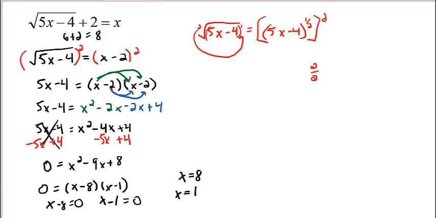Now we're going to do 1. So let's get rid of this stuff again. If we plug in 1 for our x right here, we're going to do 5 times 1, which is just 5. And then 5 minus 4 is 1. We're going to take the square root of 1, which is just 1. And then we've got plus 2 equals, our x is 1, so it's going to be equal to 1. Now 1 plus 2, is that equal to 1? No, so x equals 1 ends up being extraneous. And then our actual final answer is x equals 8. That's the one that checks out.